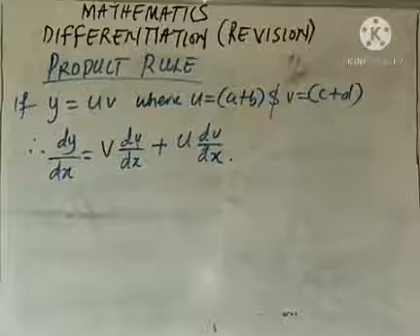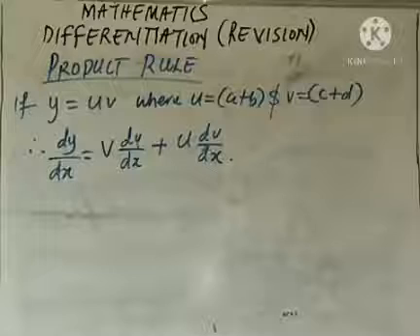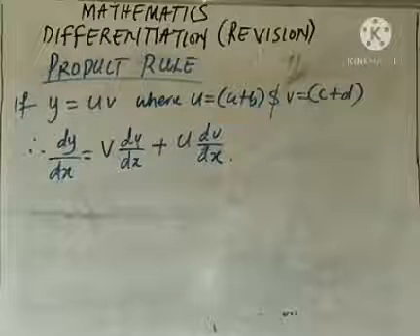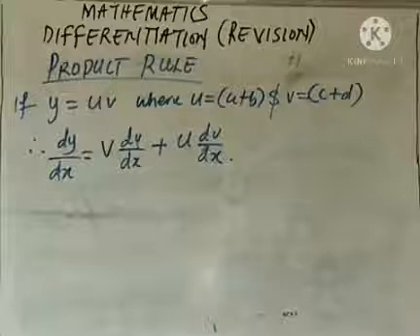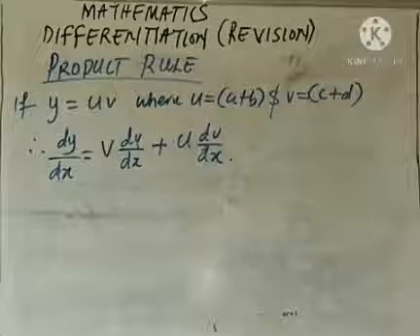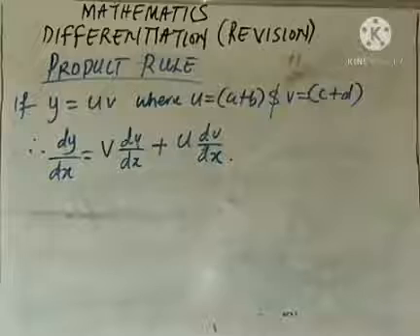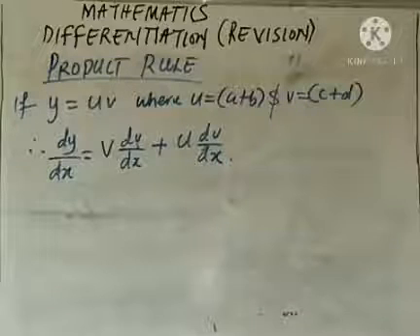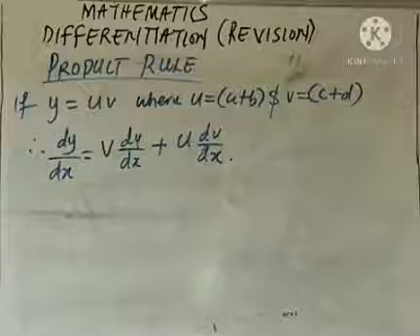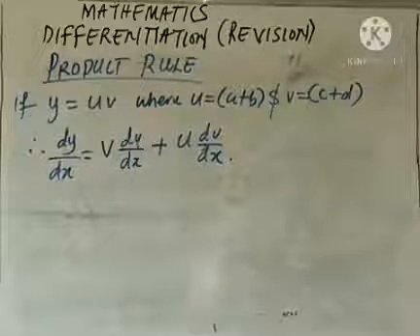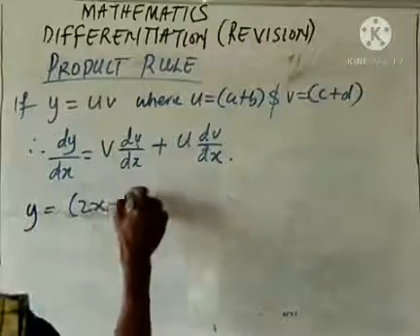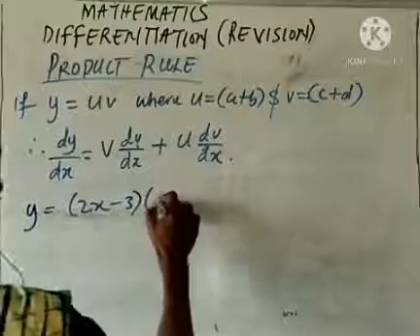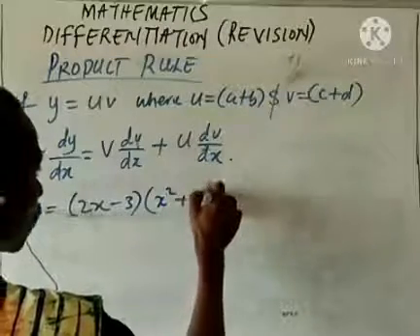Now in the case of such an expression, dy/dx is given as v du/dx plus u dv/dx. Now let's take an example on this kind of expression. If I have an example given as y equals (2x minus 3) times (x squared plus 4).